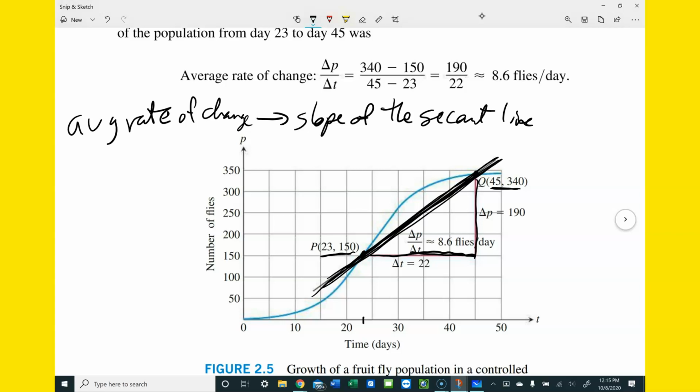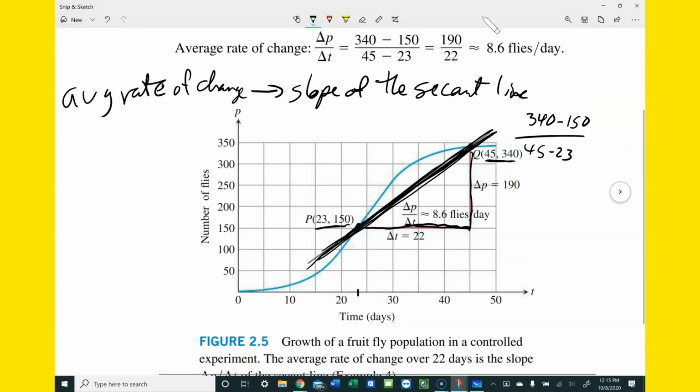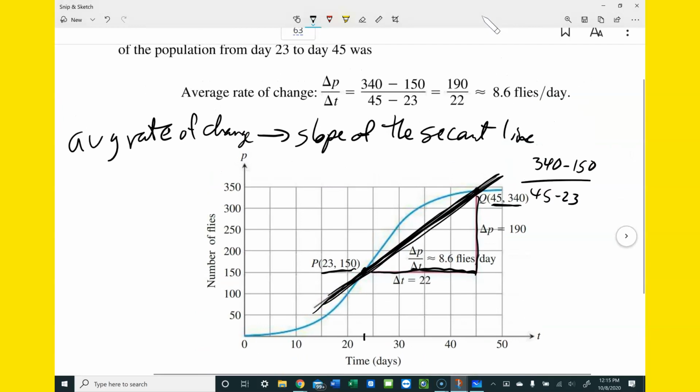Okay, so we find that just by doing the good old slope formula from the good old days. We do y2 minus y1 over x2 minus x1. So 340 minus 150 over 45 minus 23. And I'm sure they did that down here on this example. Actually, they did it right here. It's 190 over 22, which is about 8.6 flies per day. So this averaged a growth of around 8.6 flies per day.